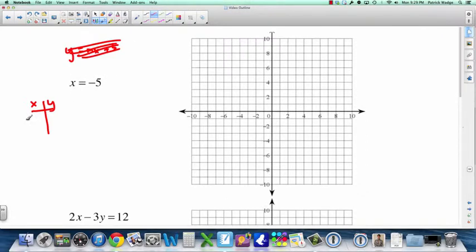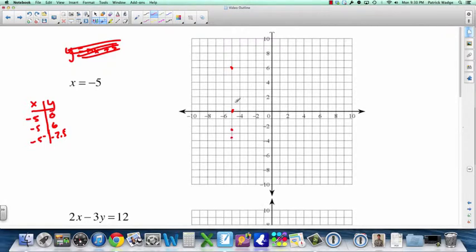It says x equals -5. So no matter what point you're talking about, x is always equal to -5. Doesn't matter what y is, whether y is 0 or y is 6 or y is -2.5. I don't know why you would use that number, but it'll still work. -5, 0, right there. -5, 6 is right there. -5, -2.5.